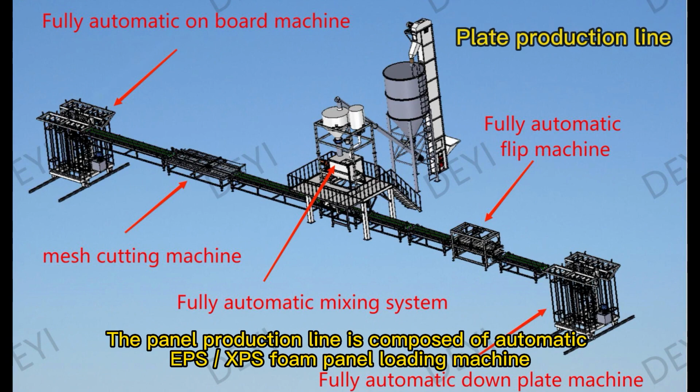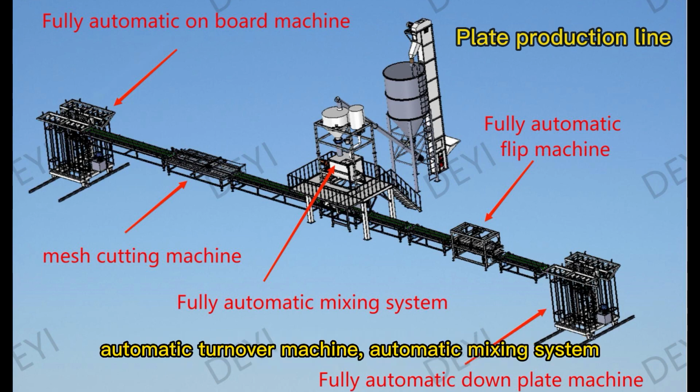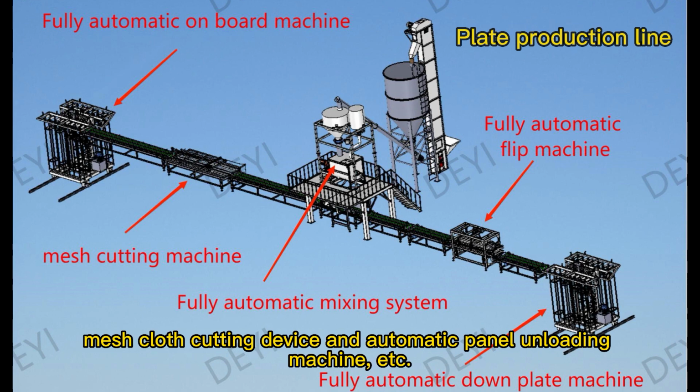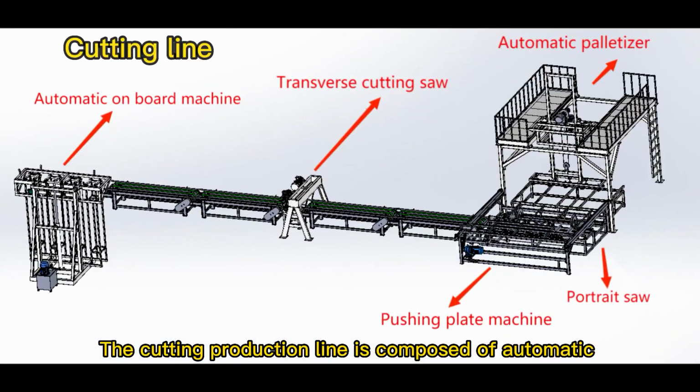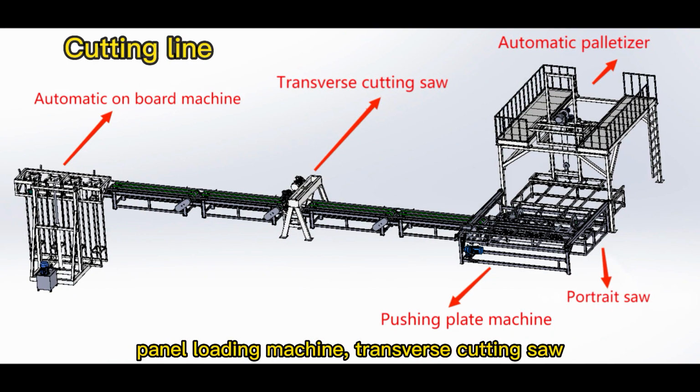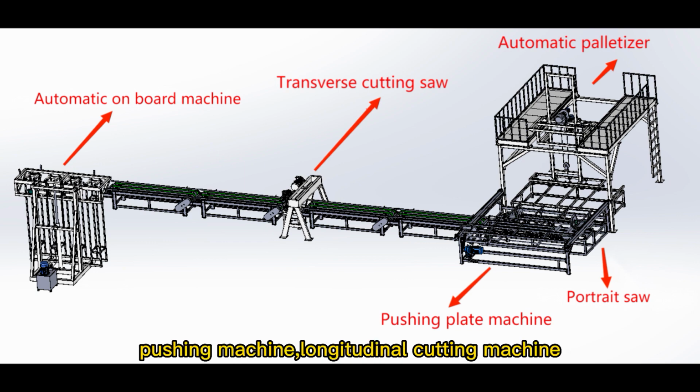The panel production line is composed of an automatic EPS, XPS foam panel loading machine, automatic turnover machine, automatic mixing system, mesh cloth cutting device and automatic panel unloading machine, etc. The cutting production line is composed of an automatic panel loading machine, transverse cutting saw, pushing machine, longitudinal cutting machine, and automatic stacking machine.